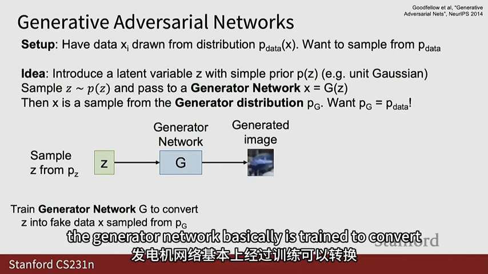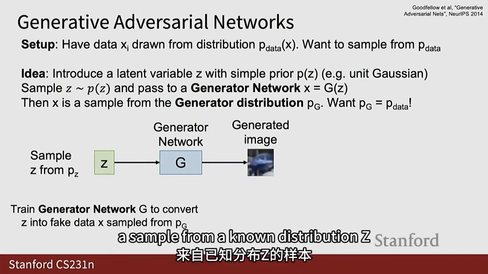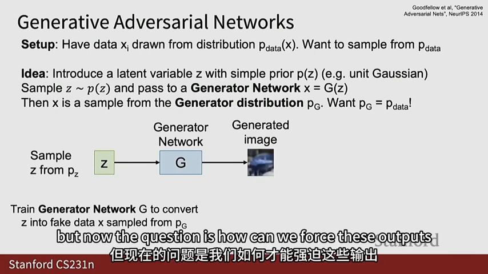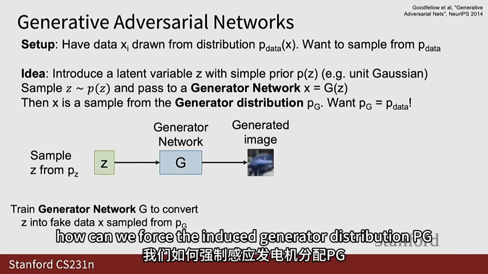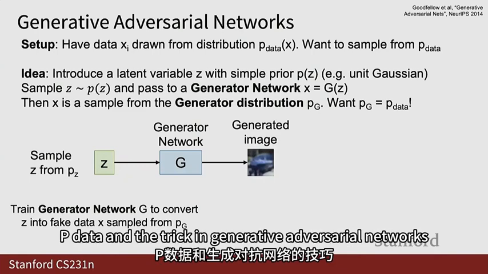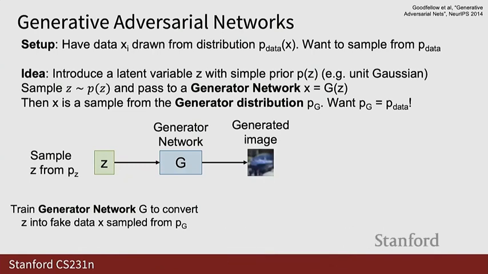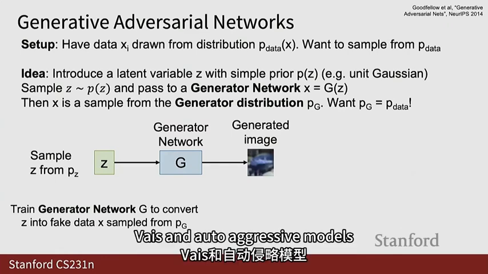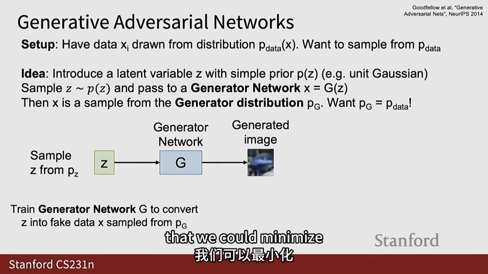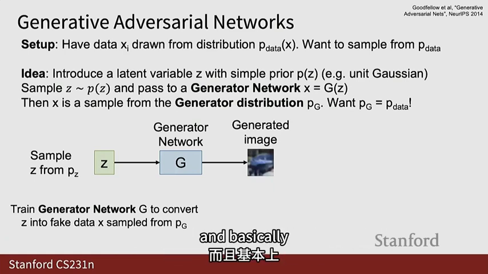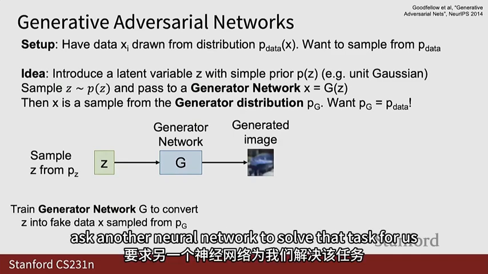So the generator network basically is trained to convert a sample from a known distribution z into a sample of our data distribution. But now the question is, how can we force the induced generator distribution pg to match the data distribution p data? And the trick in generative adversarial networks is that we're going to introduce another neural network to do that task for us, right? In the previous versions of generative modeling, VAEs and autoregressive models, we tried to write down some objective function that we could minimize that would force our fit distribution to match the data distribution. Here, we're going to relinquish that control and basically ask another neural network to solve that task for us.